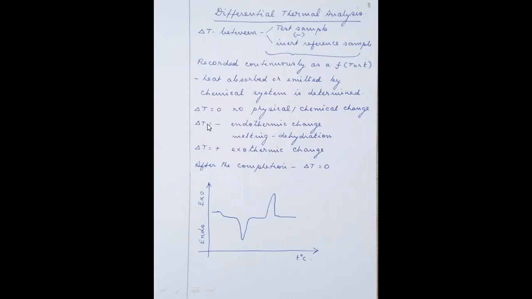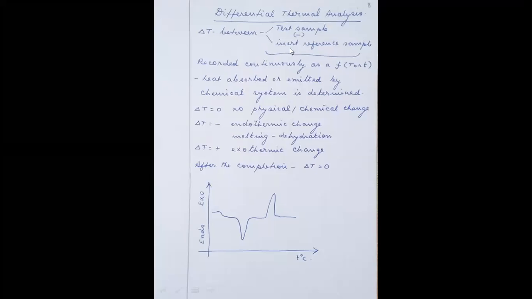Therefore, it is not merely the difference. It is actually the subtracted value, which has to be put first and which has to be put next. That plays a very important role, because if this sign goes wrong, then the entire interpretation will be wrong. So you are measuring the temperature of the test sample minus the temperature of the reference sample.